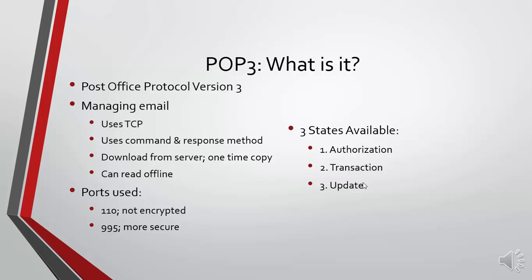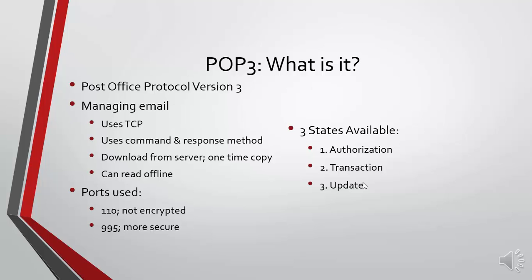Basically, it downloads emails from the server once. This is a one-time copy. Once it's downloaded, it's removed from the server side, and those downloaded messages can be read offline. Ports that are used include 110. It's not encrypted, whereas 995 is more secure, it's encrypted.